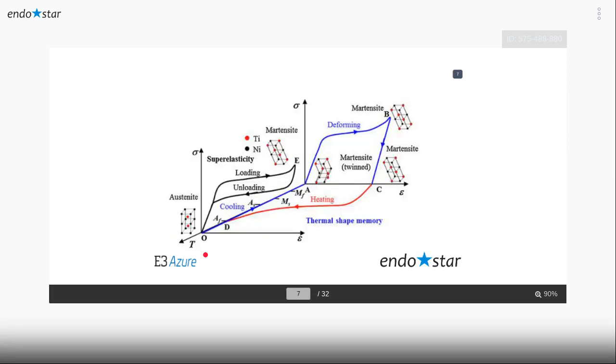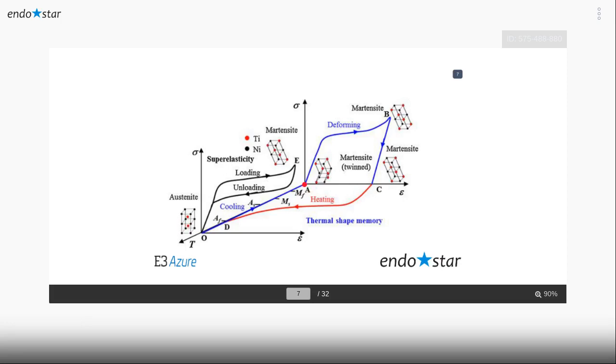Some people, when they see this graph, will say it's very complicated, but I will take my time to illustrate it for you by giving an example. It will take us time, but it's very important to understand this graph. If you understand this graph, you will understand how the E3 file or any rotary file behaves inside the canal. Okay, we have here the stress and strain curve for the austenitic phase.